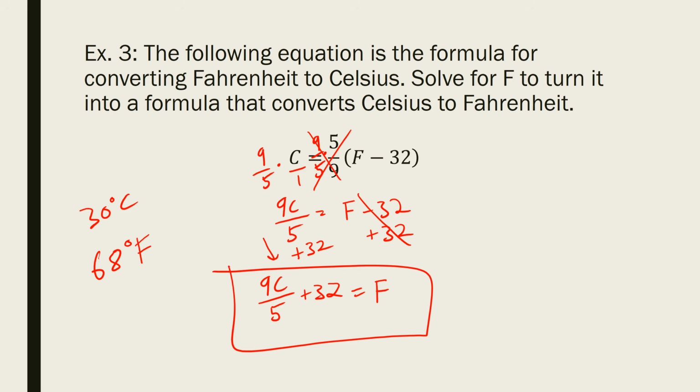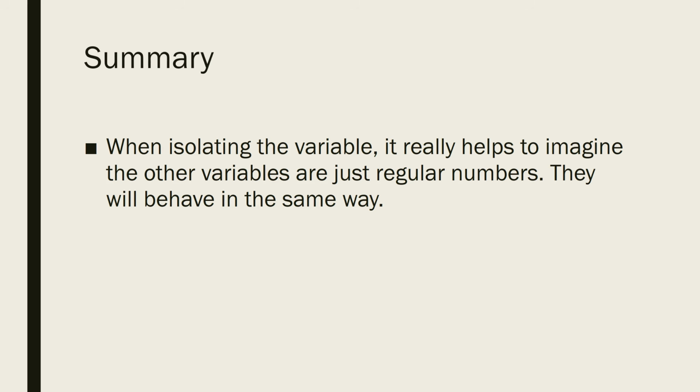So it's very helpful sometimes to solve for other variables. All right, here's your summary. When isolating the variable, it really helps to imagine the other variables are just regular numbers. That's why I showed you a comparable equation in example 1 and 2 with regular numbers. The variables are going to behave in exactly the same way as these other numbers do, so it can really help.